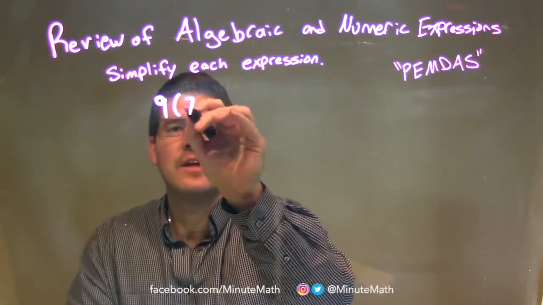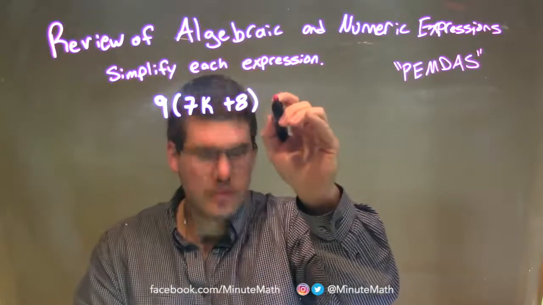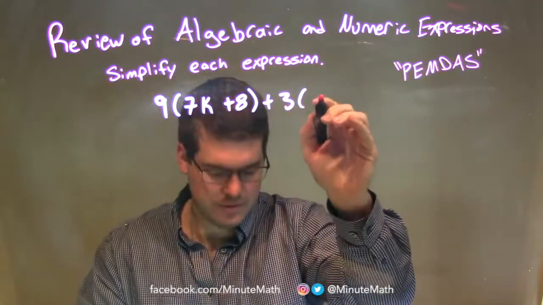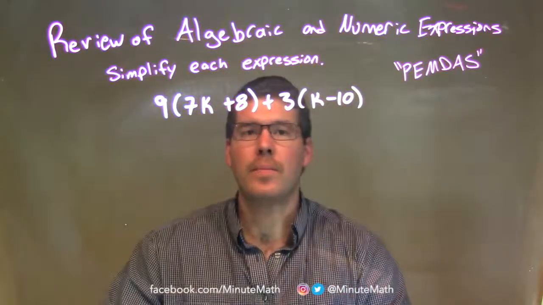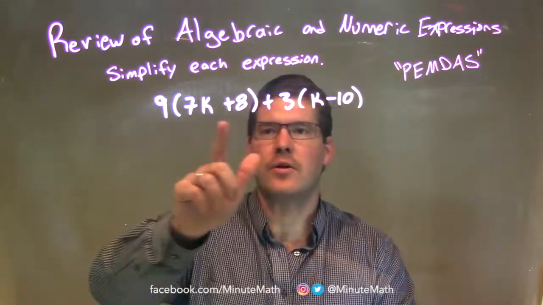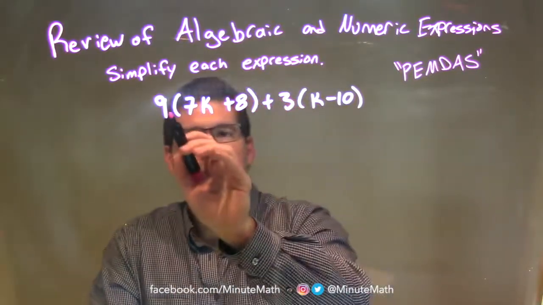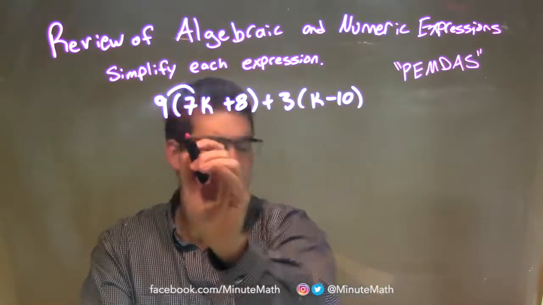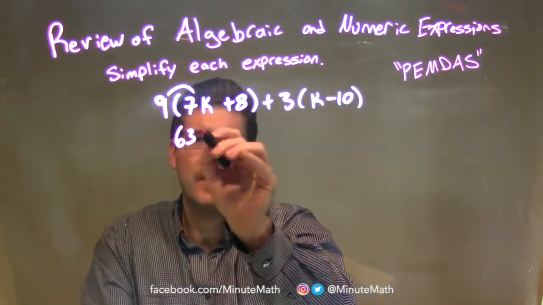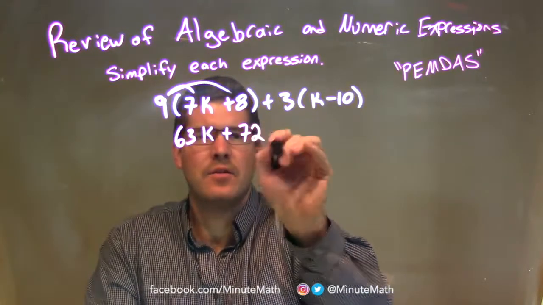9 times (7k plus 8) plus 3 times (k minus 10). Well, inside each of these parentheses, there are no like terms, so I cannot combine anything within it. So I need to distribute now the 9 and the 3 across to the parentheses. So 9 times 7 is a 63, and we have a k there. And then 9 times an 8 is a 72.